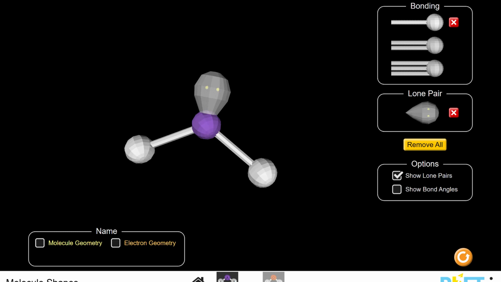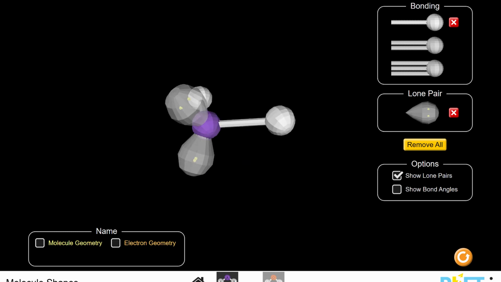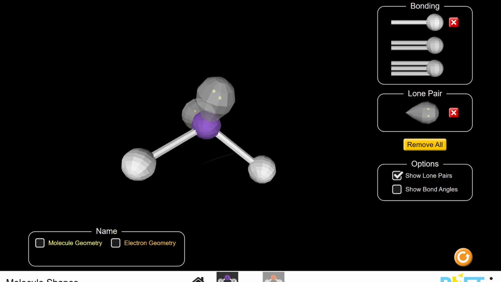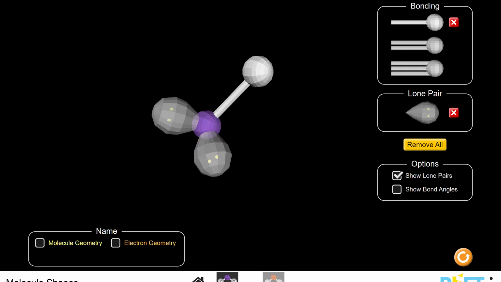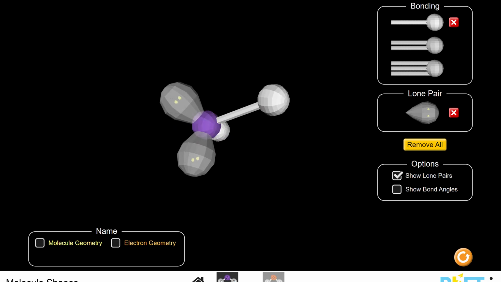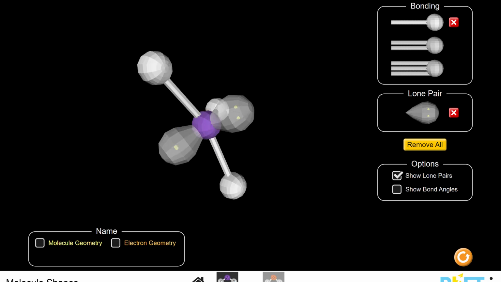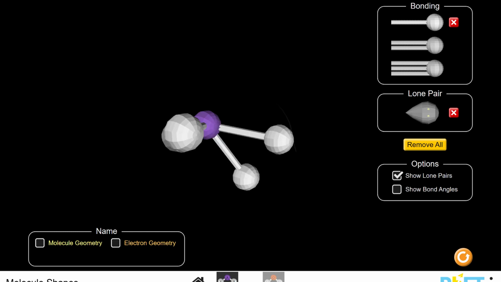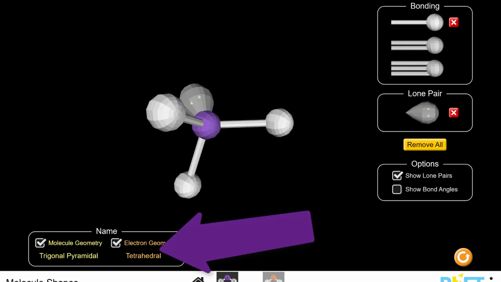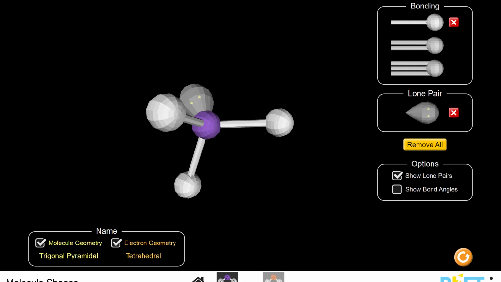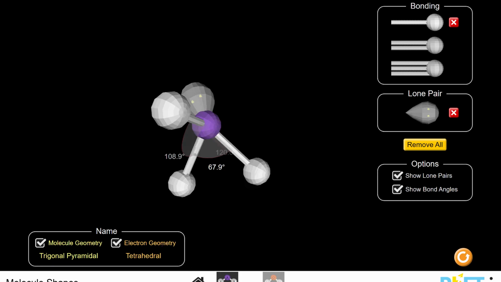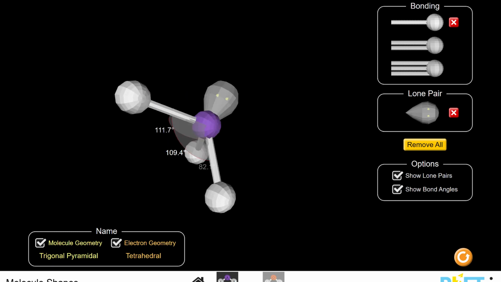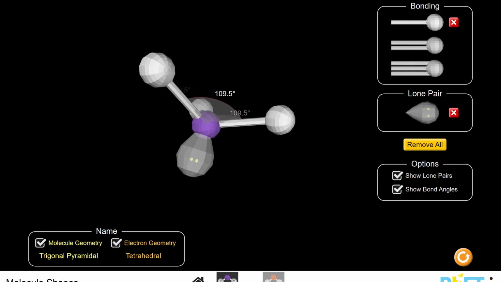If I add another lone pair, it would push them even closer together, and you can see how the shape would look, and you can play with it. If I add another bond, it would push them even closer together. If I take a lone pair away, you can play with it and look at the molecular geometry and the electron geometry and see what's happening. I just wanted to show you that. You can also look at bond angles, and it shows you the bond angles and how they change when it moves around. So that is the PhET.